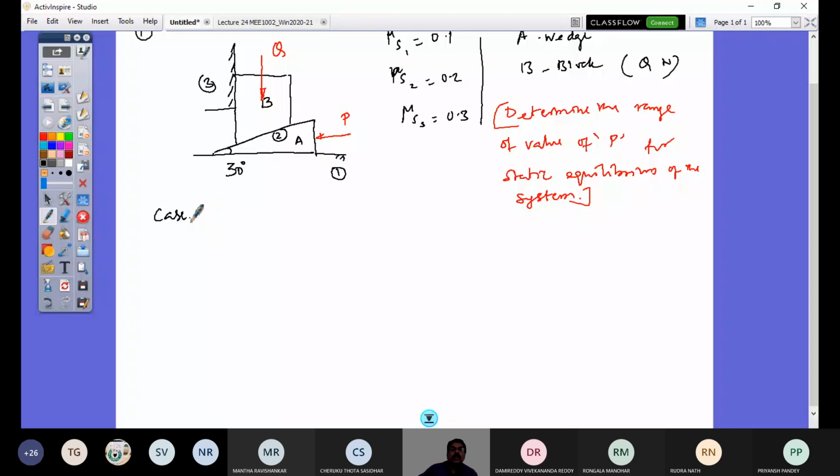Case 1 is just to prevent the wedge from moving, left or right, when we see this, to the right, move right.